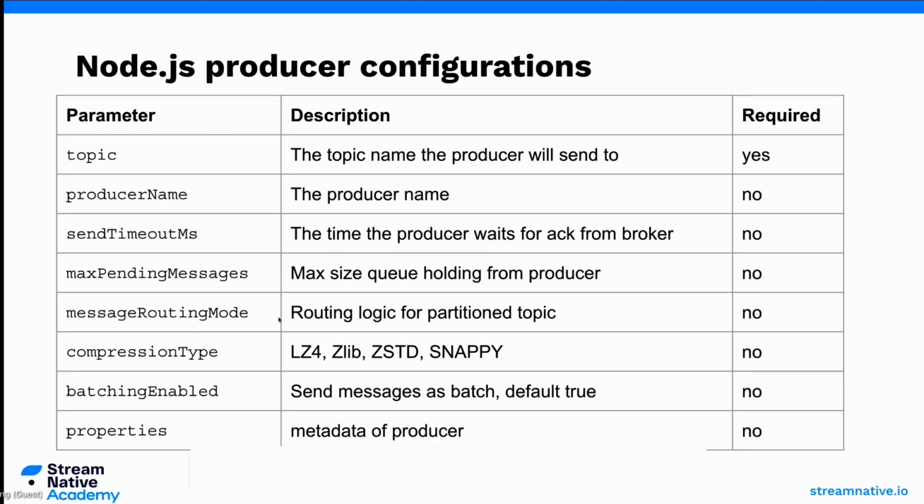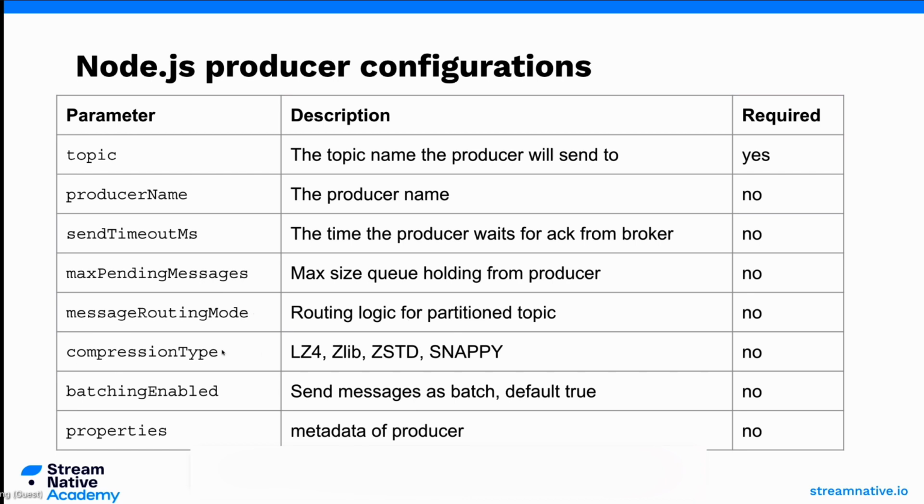Message routing mode, right? So the routing logic for the partitioned topic. I think there are only two: one is round robin, the other is single partition. This is optional. If you have a partitioned topic, round robin would be the best.